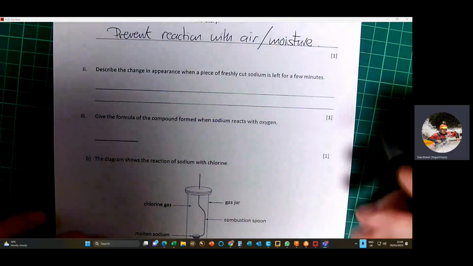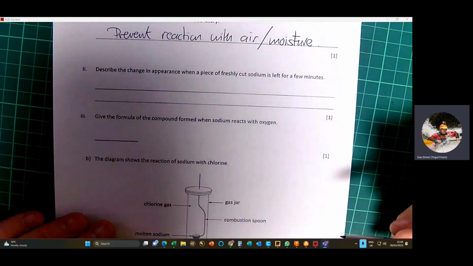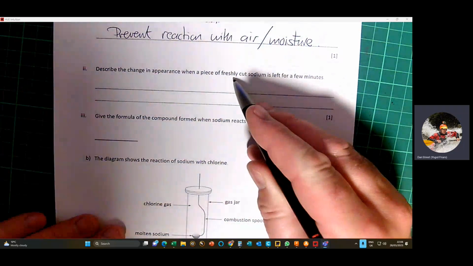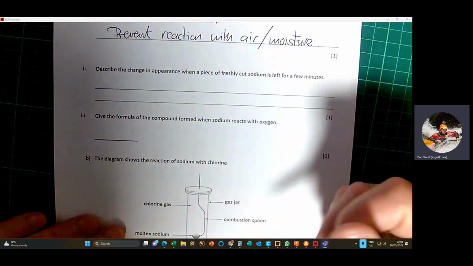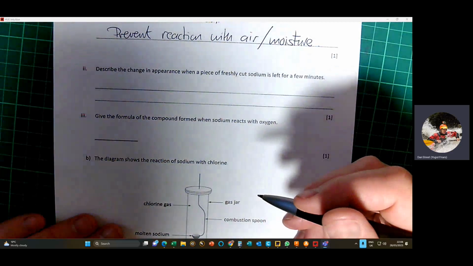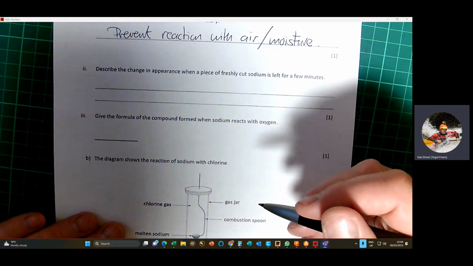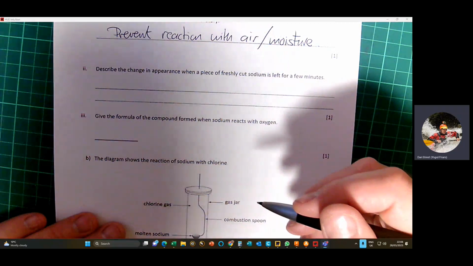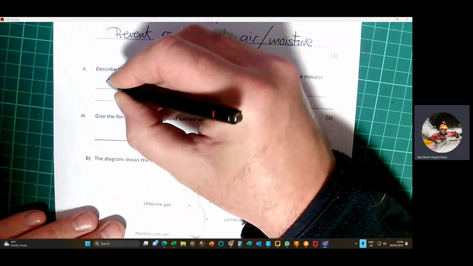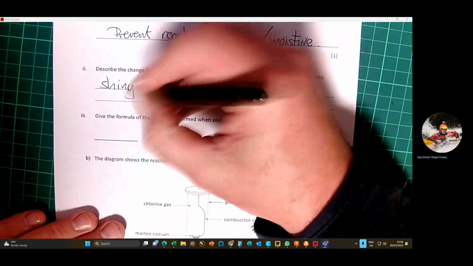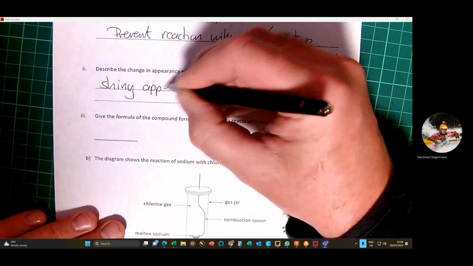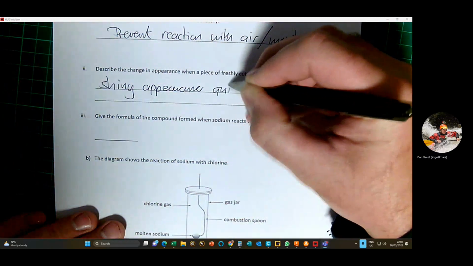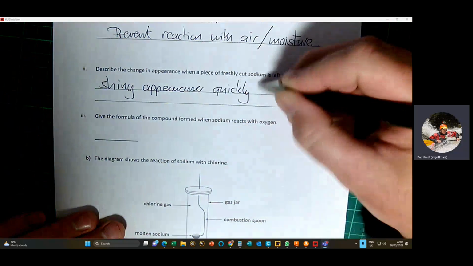Okay. Describe the change in appearance when a piece of freshly cut sodium is left for a few minutes. So when you cut the sodium, the inside of it is very shiny, but if you leave it for a few minutes, it begins to tarnish, which means it goes grey due to the reaction between the sodium and oxygen, making sodium oxide. Okay, so shiny appearance, quickly tarnishes.